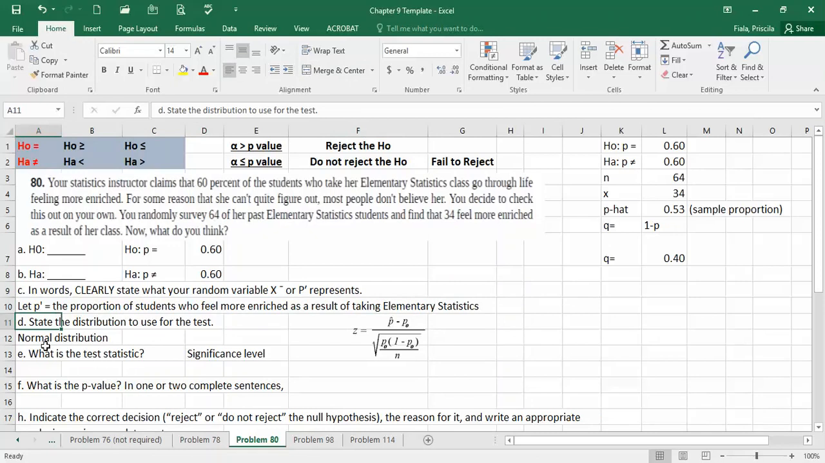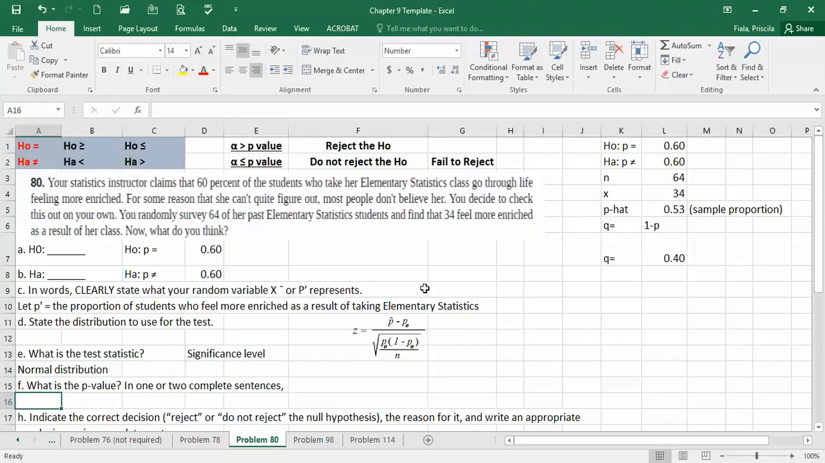And then right here, state the distribution to use for the test. You're working with a sample, the total sample 64, and you have a sample of 34 out of 64. You're still working with a normal distribution because you're talking about a sample size higher than 30. A sample size higher than 30, remember? So we're going to be using the normal distribution. And then in this case, for a single proportion.